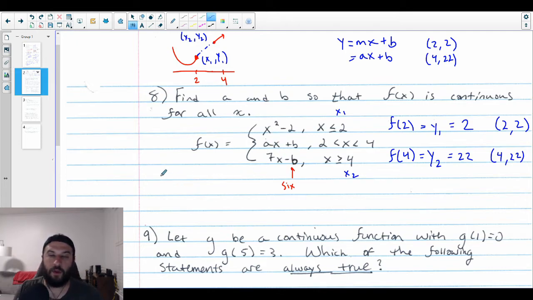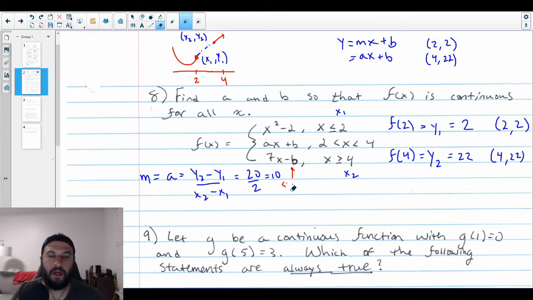Okay, so we're going to find the slope. Now, we usually use m, but in this case it's a, right? Rise over run, y2 minus y1 over x2 minus x1. Plug it in. 22 minus 2, 20. 4 minus 2, 2. So my a value is 10. All right, so I know I have a equals 10. I'm going to put this over here, just kind of hang on to it.